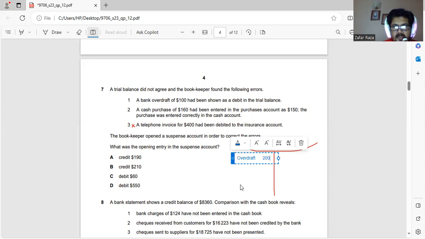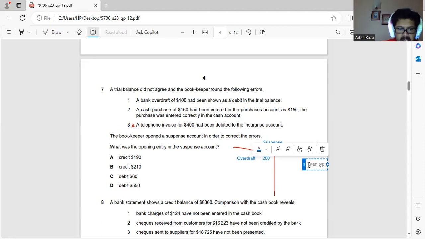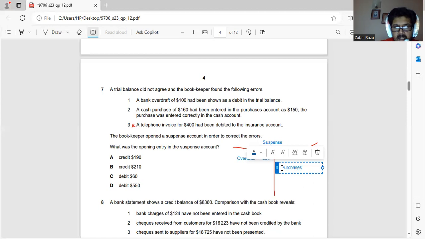Now, a cash purchase of $160 had been entered in the purchase account as 150. The purchase was entered correctly in the cash book. So purchases is going to be debited and suspense is going to be credited for this amount. This is $10. Okay. Reason? Oh, I have to delete it. I have to do it again. Purchases $10.